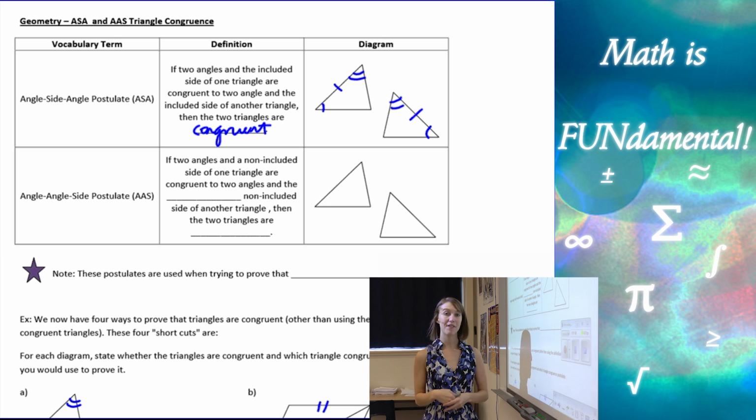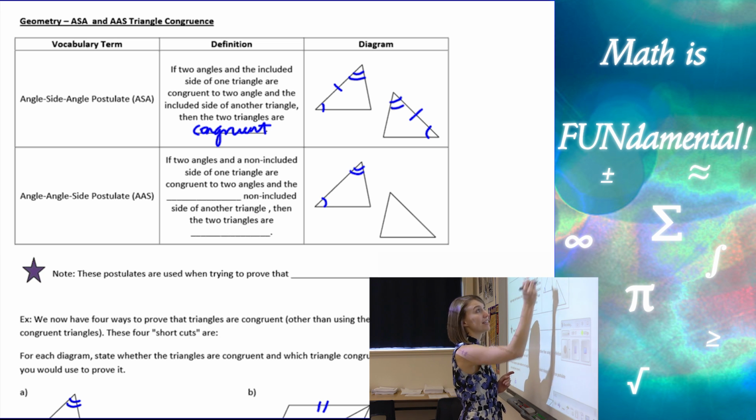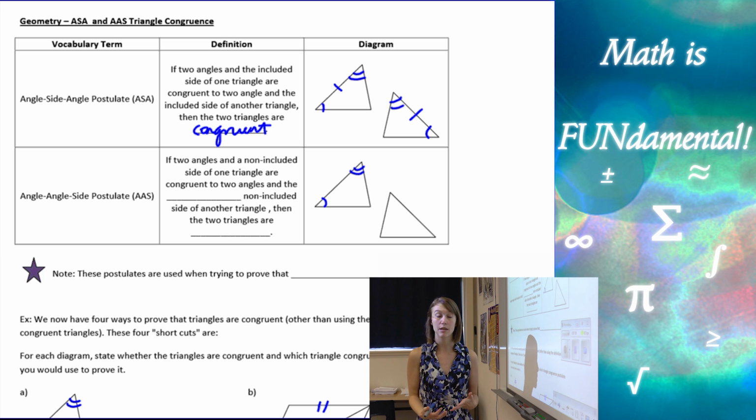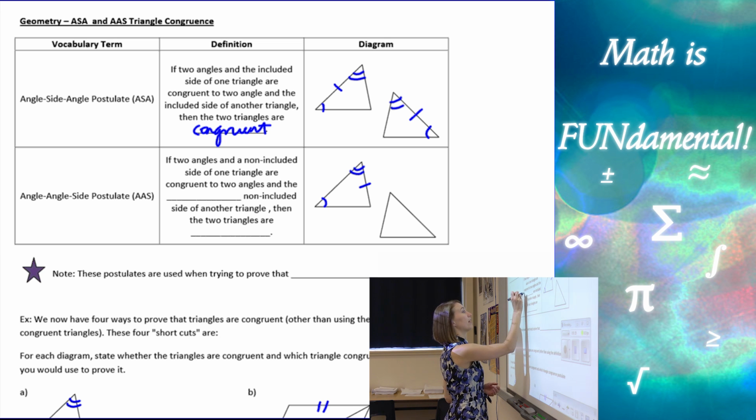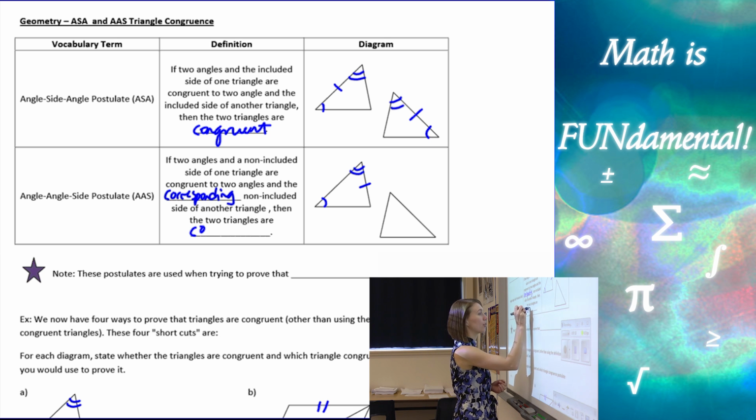All right, next we have angle-angle-side, which states: if two angles and a non-included side of one triangle... So here it's a little different. Here are my two angles, but now I want a side that's not in between them. For example, this one. If those are congruent to two angles and the corresponding non-included side of another triangle, then the two triangles are congruent.